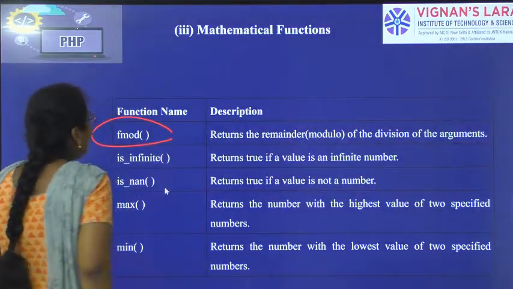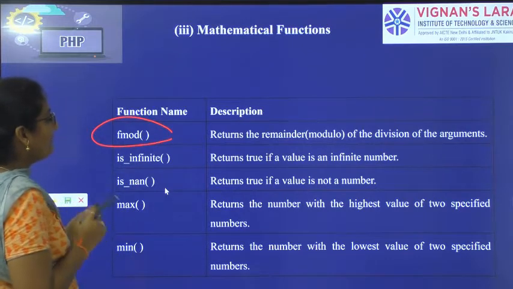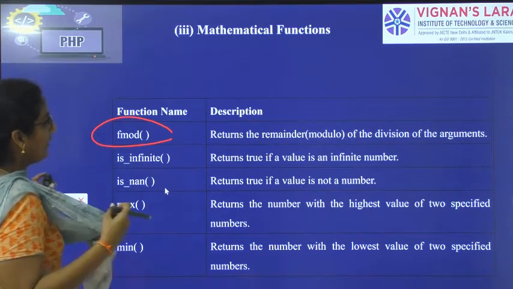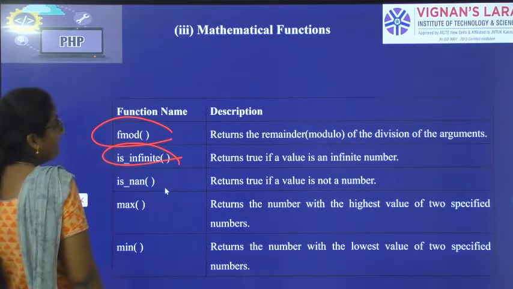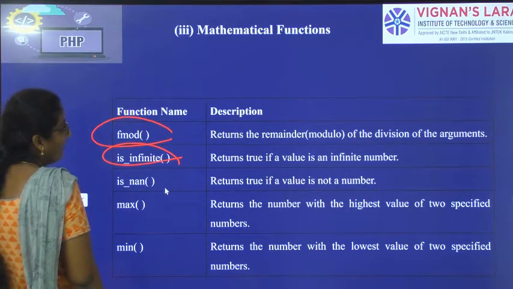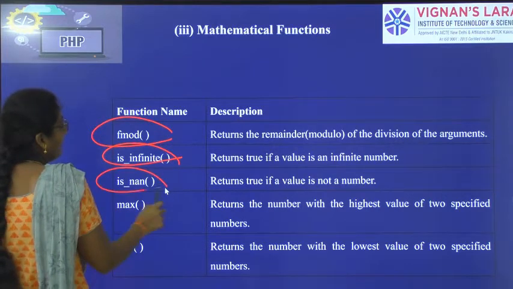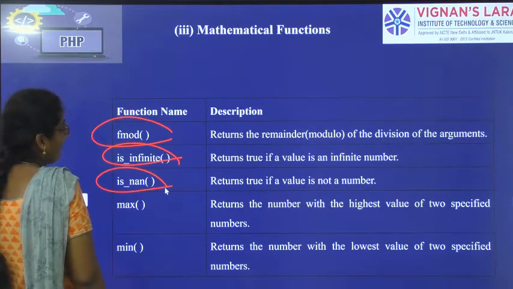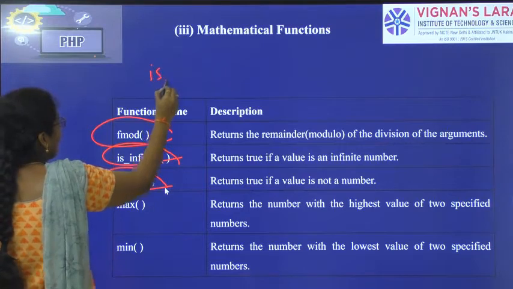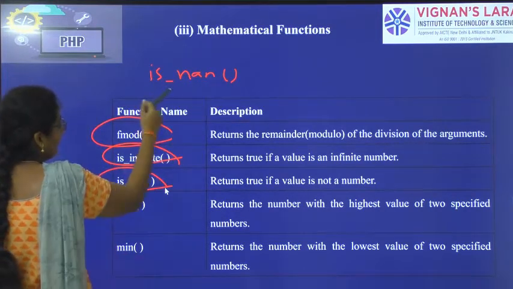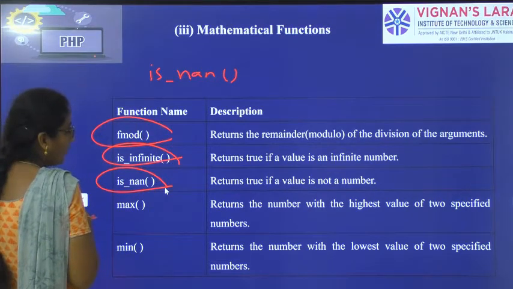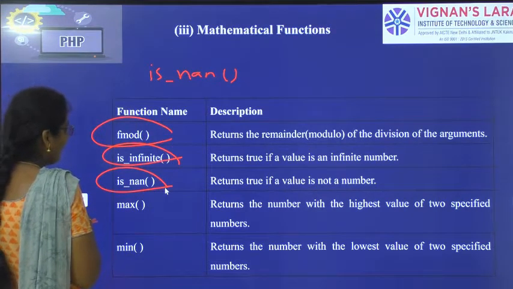fmod means F mod, which will return the modulo of division of arguments. is_infinite will return true if the value is an infinite number. is_nan returns true if the value is not a number. So is_nan, this function will return you true if the value is not a number.